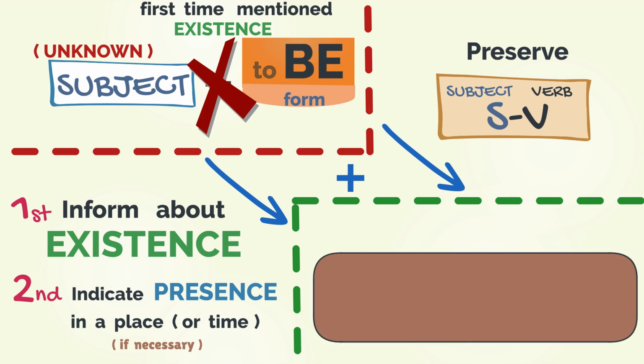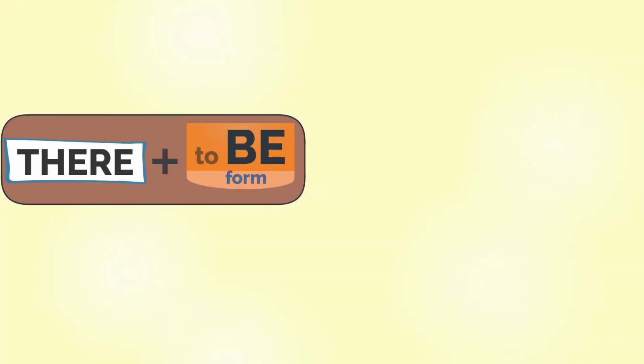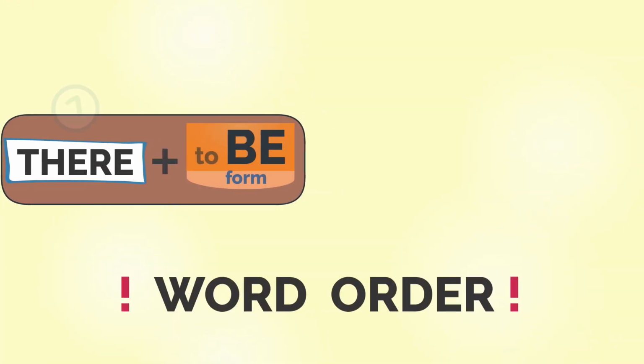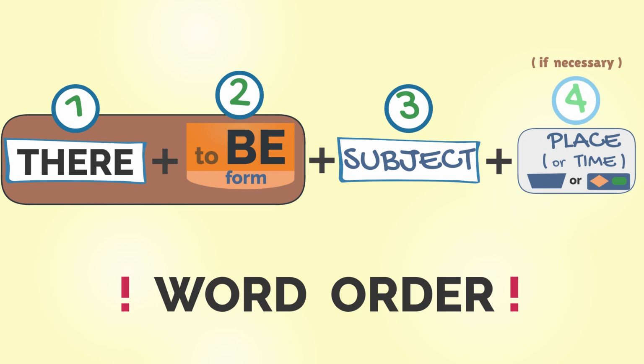To solve this problem in English, we use the grammatical form there plus to be. Such sentences begin with there. It is followed by the form of the verb to be. Then the subject is placed. And if necessary, the subject is followed by the indication of the place or time.